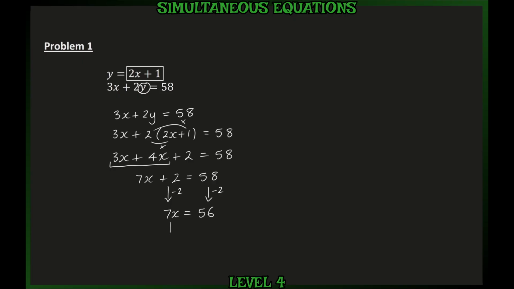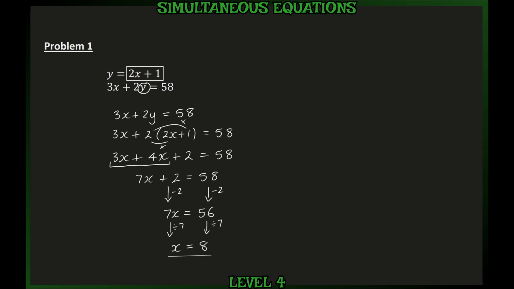Finally, we can remove the times 7 from in front of the x by dividing by 7 and doing the same on the right. And on the left, the times 7 and the divide by 7 cancel out to give us x, and on the right, 56 divided by 7 is 8. So x equals 8 is the first part of our solution.